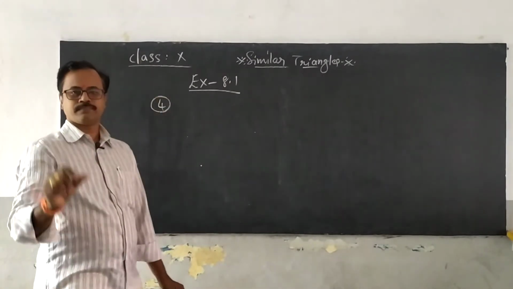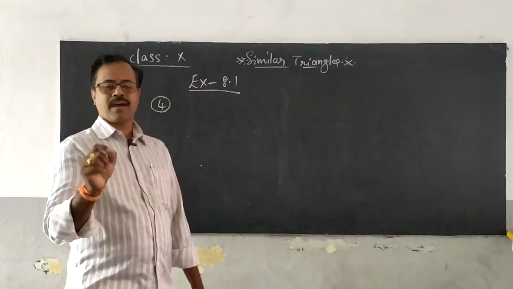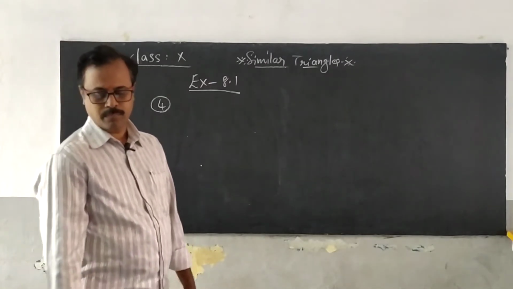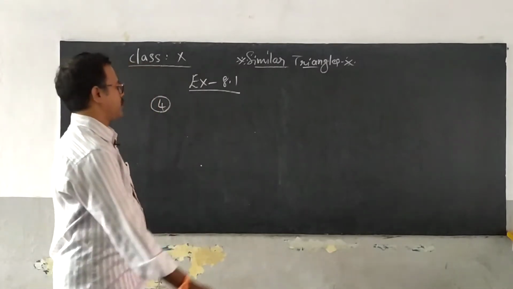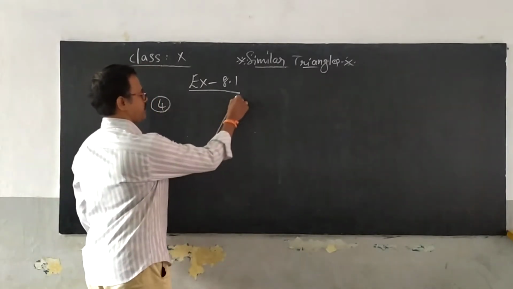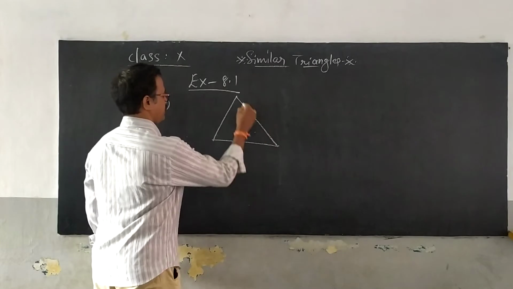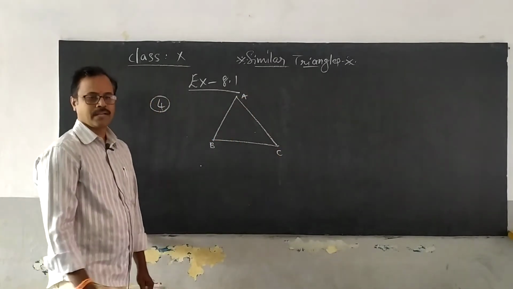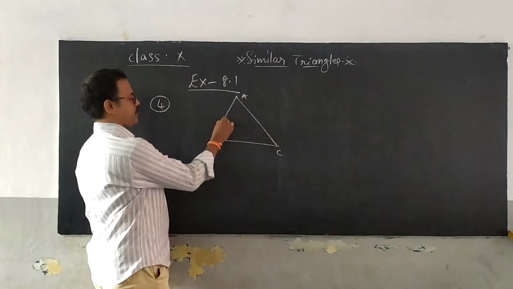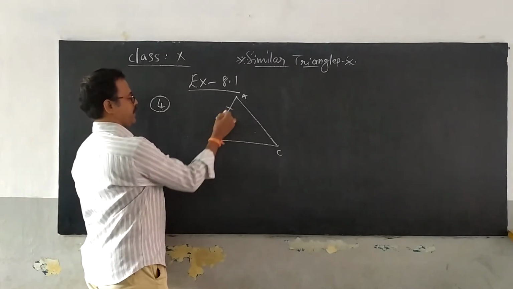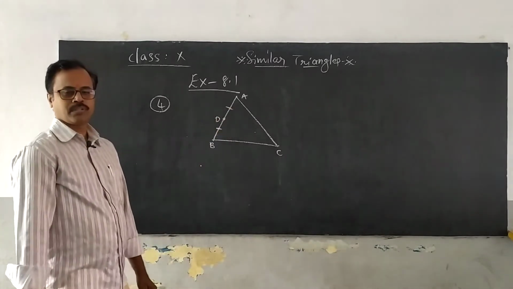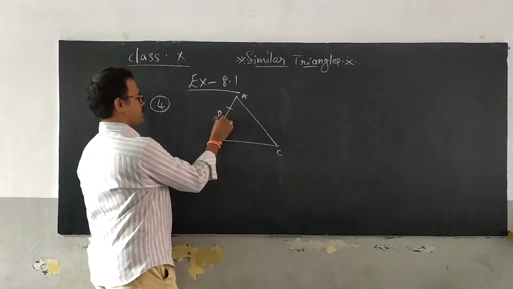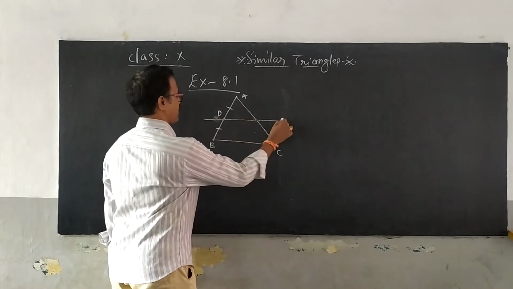What did they say? A line drawn through the midpoint of one side of a triangle. So first of all we need a triangle. Let's take a triangle, let it be ABC, and a midpoint. So we need a midpoint here, let it be D. And one more thing: a line is drawn through the midpoint, so from this midpoint we need to draw a line.